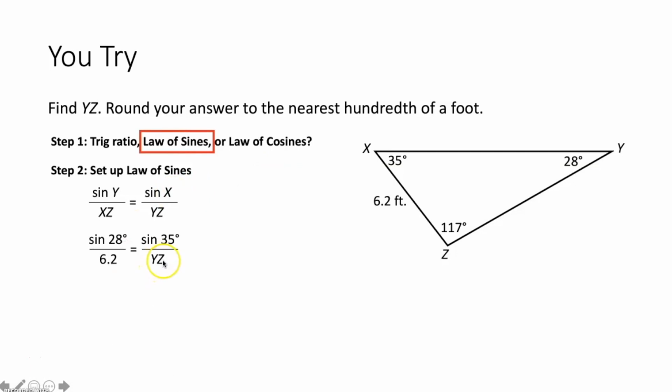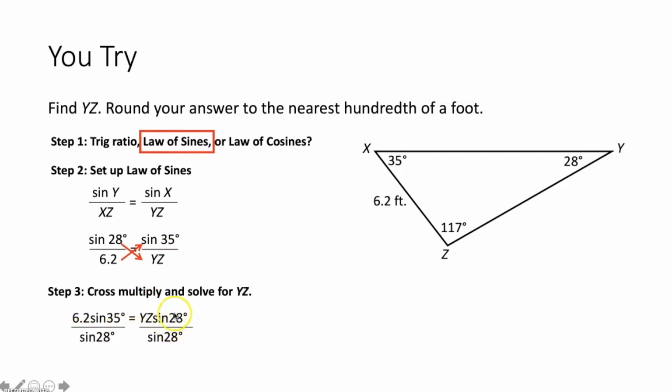Now all we have to do is solve this proportion. How do I do that? I use the cross product property. I just multiply across, set the 2 products equal to one another, and solve for the measure of segment yz. Well, to get the measure of segment yz by itself, all I have to do is just divide both sides by sine of 28. And when I do that, on this side, they cancel out.